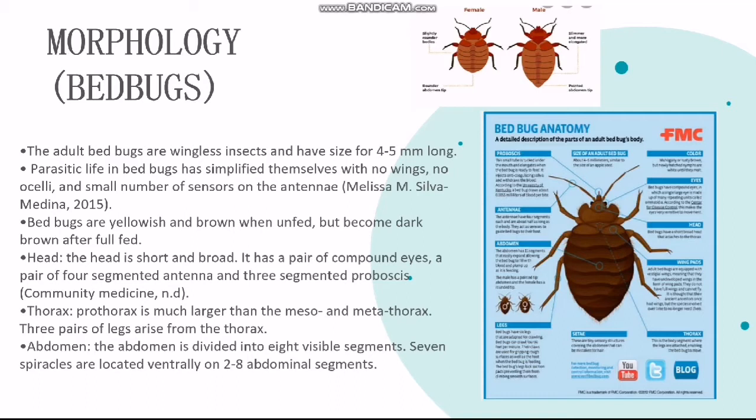Lastly, the abdomen region. Their abdomen is divided into 8 visible segments that easily expand, allowing the bed bug to fill with blood and plump up as it is feeding. And also 7 spiracles are located ventrally on abdominal segments 2 to 8.